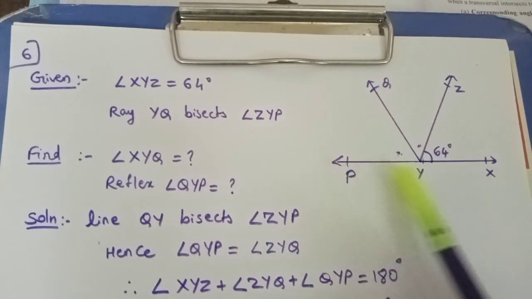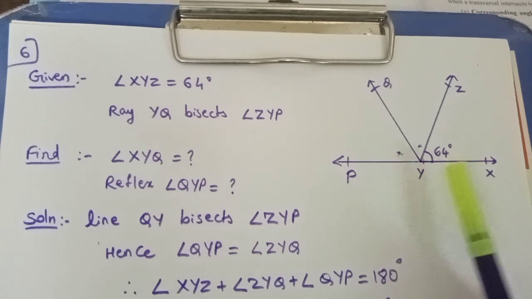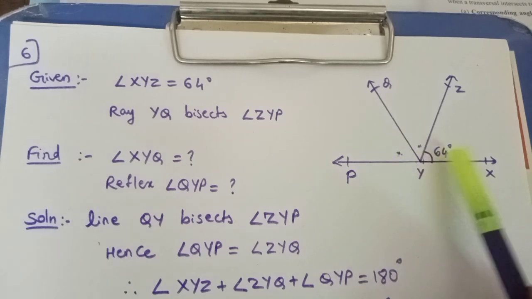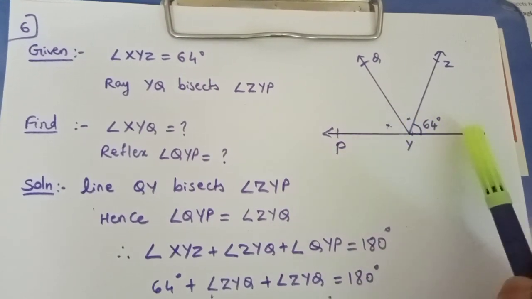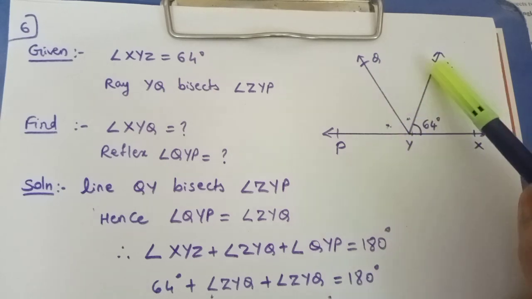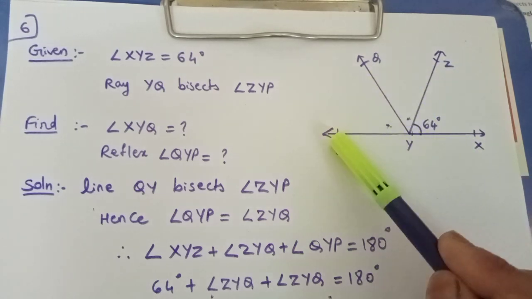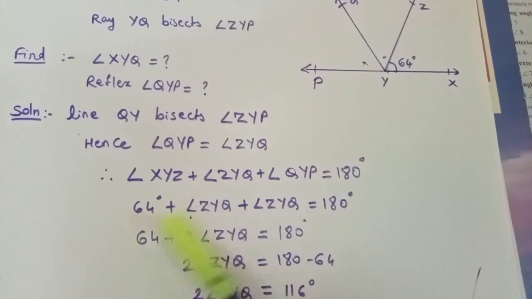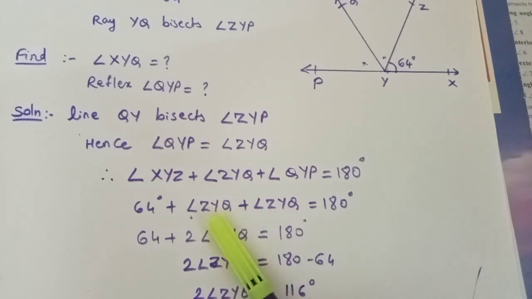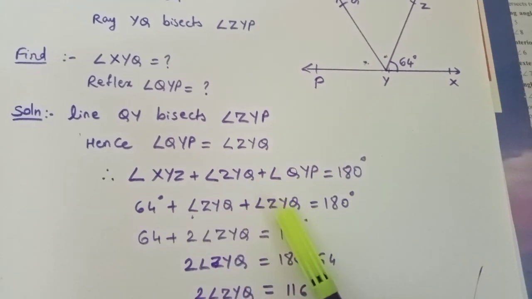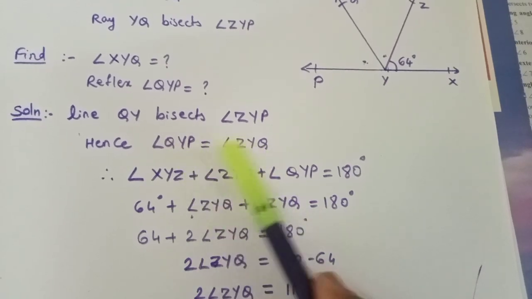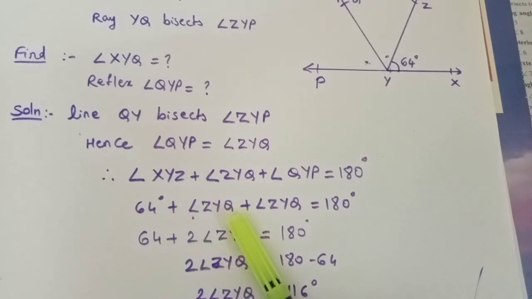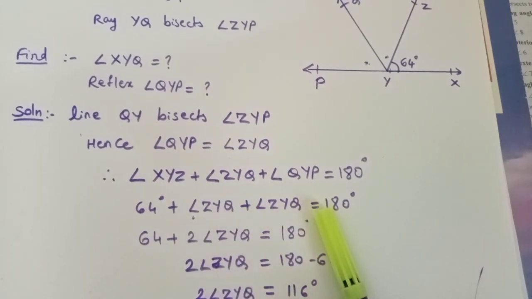since XYP is a straight line, so what is the inference? That means the sum of all these 3 angles is 180. It forms a linear pair. So write the names of all these 3 angles: XYZ plus ZYQ plus QYP, and it is equal to 180 degrees. XYZ is given to you, 64, plus ZYQ. I will write it as it is. But in place of QYP, I can write again ZYQ because these two are equal. So I will substitute QYP with ZYQ. So 64 plus angle ZYQ plus angle ZYQ is equal to 180 degrees.